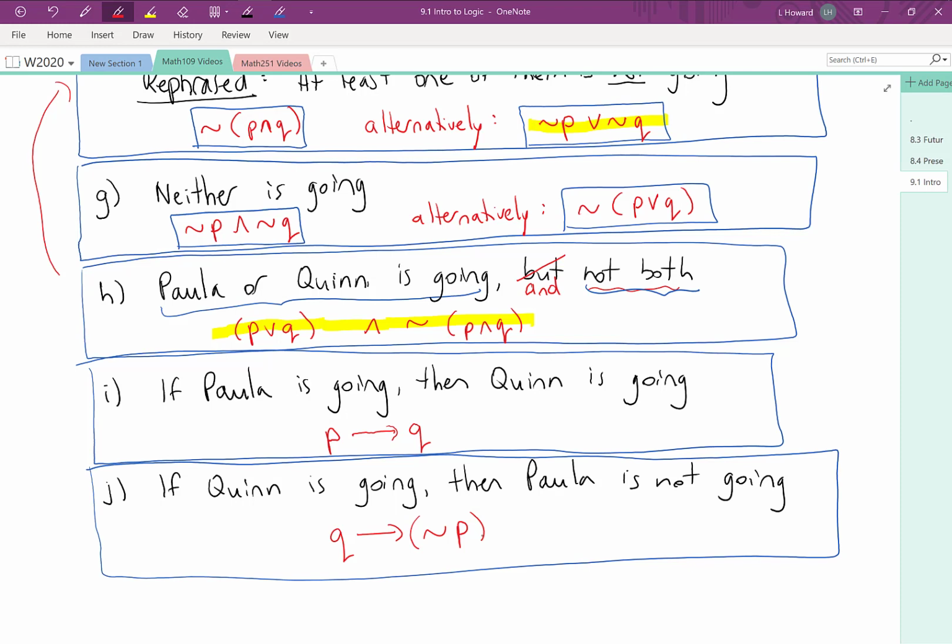So there we go. We've practiced 10 different compound statements here. It really came down to our 4 new pieces of notation, which were the and, the or, the not, and the if-then construction.